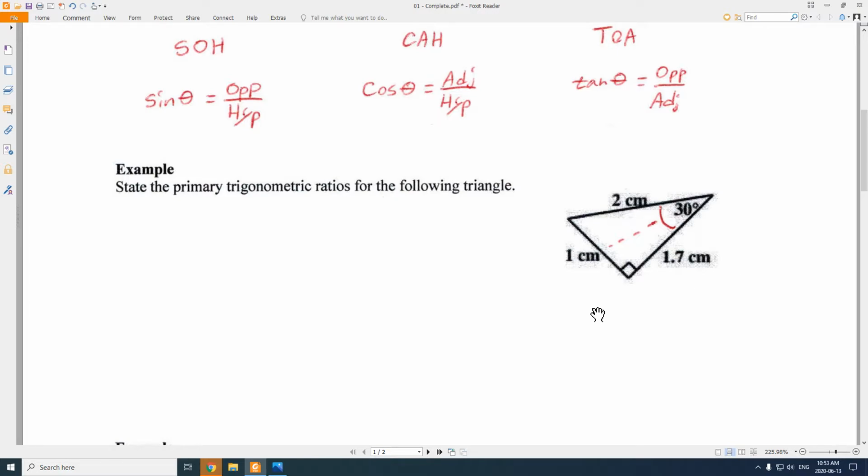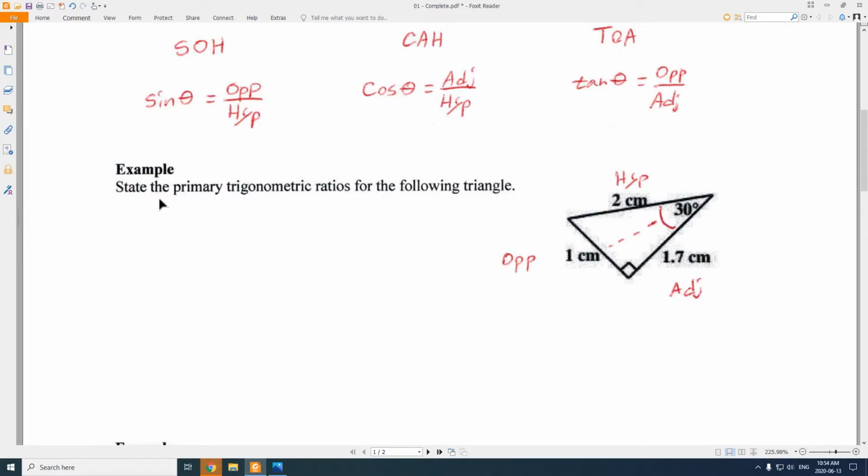So first thing we do, label the triangle. All right, the longest side is hypotenuse. This is the angle I'm given, so across from it would be opposite, and leftover side would be adjacent. All right, so let's practice writing our 3 ratios down. First one, sine, or SO. So SO means sine theta is opposite over hypotenuse.